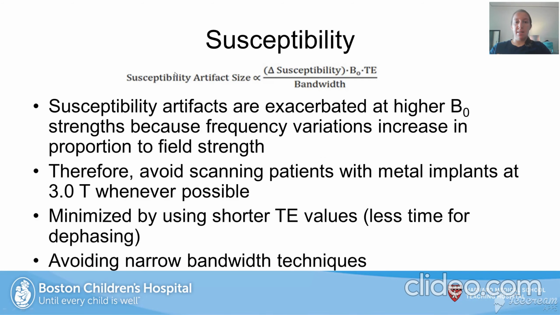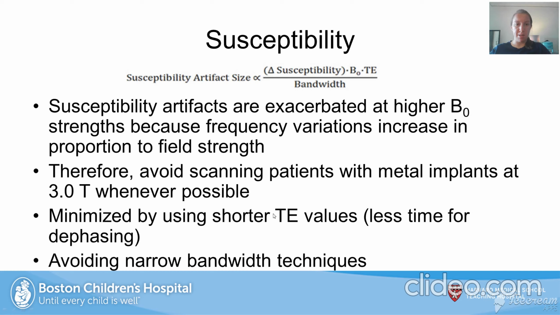So the size of the susceptibility artifact depends on a few things. The first thing is the difference in susceptibility. If you recall, the difference between fat and muscle might not cause a huge susceptibility artifact. In fact, their susceptibility constants are pretty close to each other. But something like fat and titanium will have a large difference in susceptibility, so the susceptibility artifact in that case will be affected. It also depends on B naught. Susceptibility artifacts are exacerbated at higher B naught strengths because frequency variations increase in proportion to the field strength. So we tend to avoid scanning patients with metal implants at 3T whenever possible.